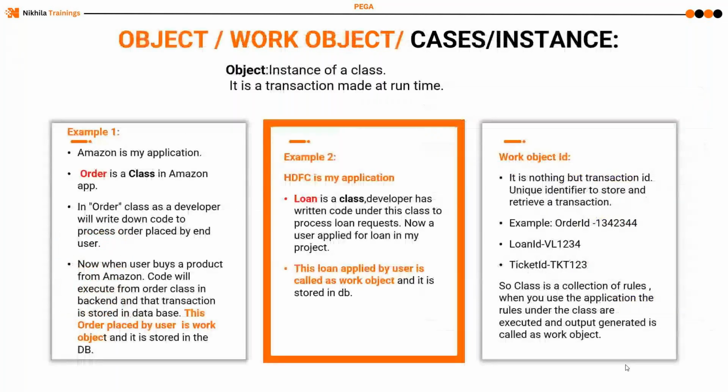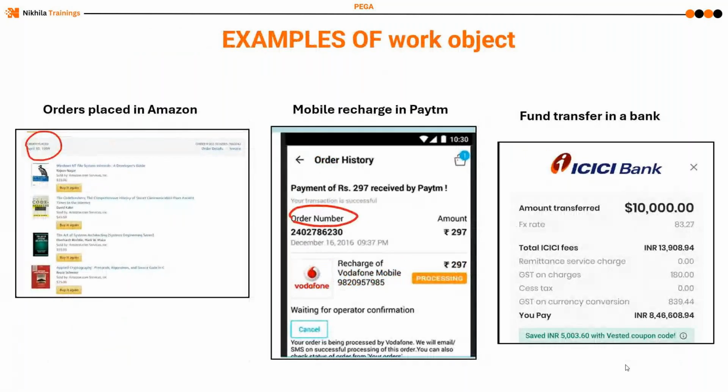Now, what is a work object? A transaction made in an application is called a work object. I went to IRCTC, I booked a train ticket. The ticket is a work object. Okay. I went to Amazon, I placed an order. That order is a work object. I went to Google Pay, I made a fund transfer. That transaction is a work object. So work object means the output that you get after running the class and the code under it. That is called work objects or cases or instances. All these are examples of work objects.